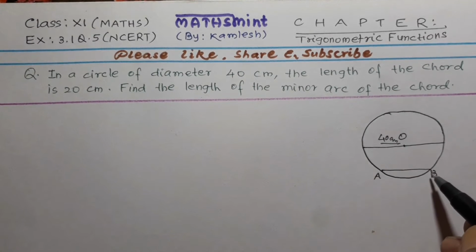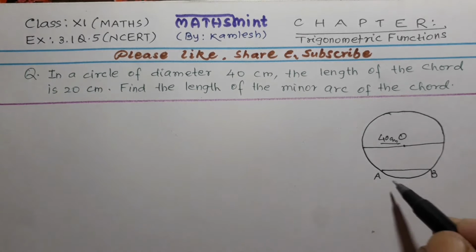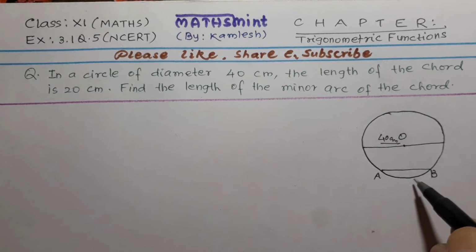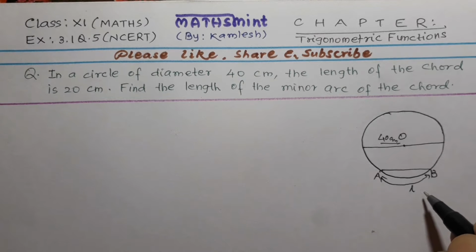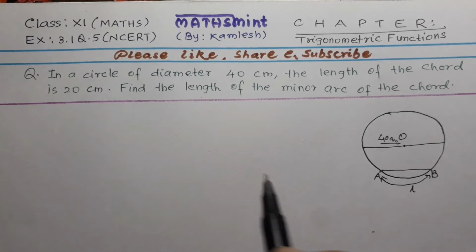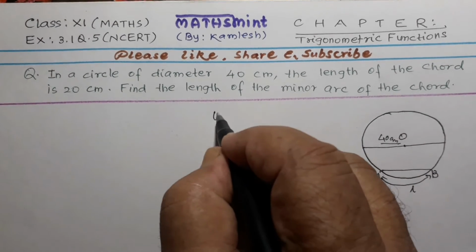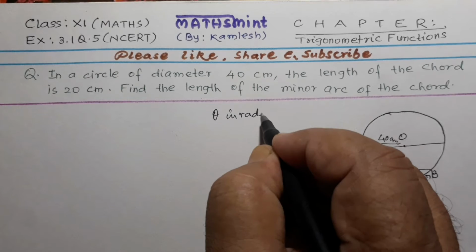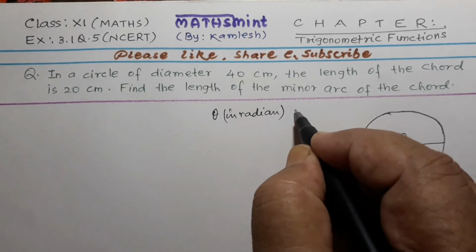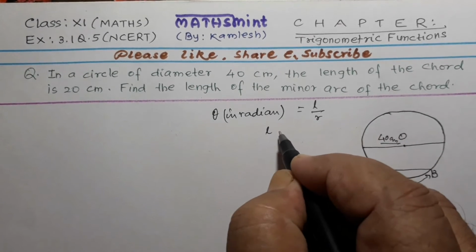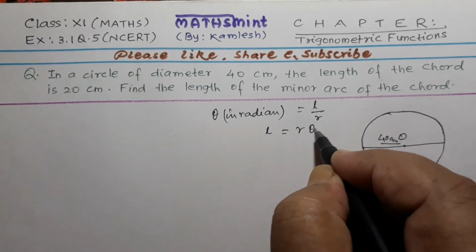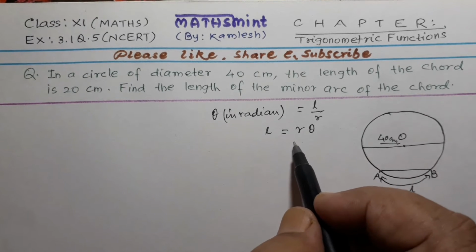A chord makes two arcs. One is the major arc this side and this is the minor arc. So for this minor arc AB, we have to find its length. That is called L. And we know this is the basic formula that theta in radian is equal to L by R, and so L is equal to R into theta. This formula we shall use later on.